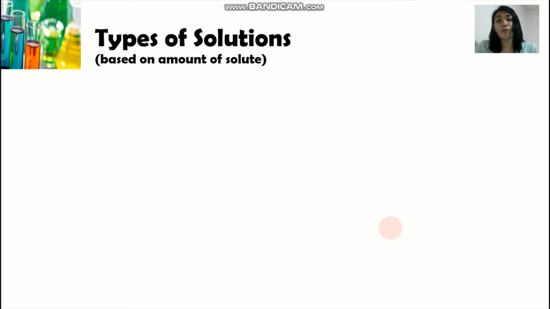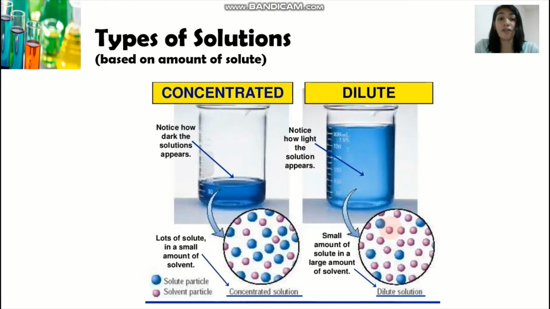Now, types of solutions based on the amount of solute: you have the concentrated and the dilute one. For concentrated, you have lots of solute in a small amount of solvent. For dilute, you have a small amount of solute in a large amount of solvent. When you are making your coffee, if you don't buy 3-in-1, you could make your coffee concentrated or diluted. Concentrated has too many coffee granules in your little water. Dilute has too much water in your coffee.